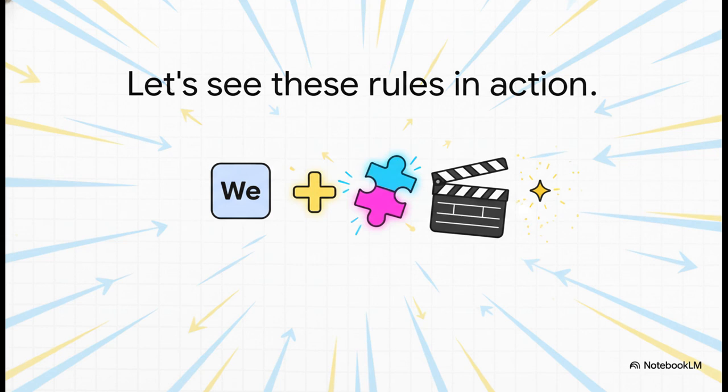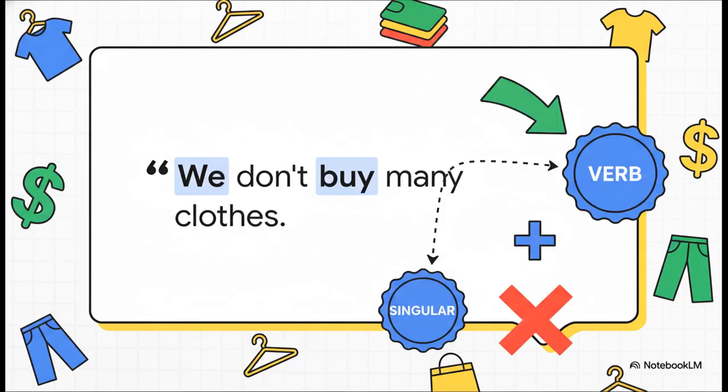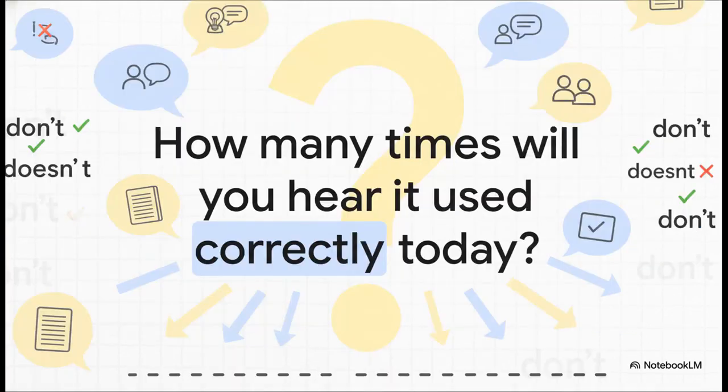Okay, ready for a rapid recap? Let's see these rules in action. David is singular, so what do we use? Yep. Doesn't. We is plural, so that means it has to be don't. And here's that base verb rule again. It's doesn't have, not doesn't has. Perfect. So the key is the subject. Now you know the secret, you're going to notice it everywhere. Go listen.